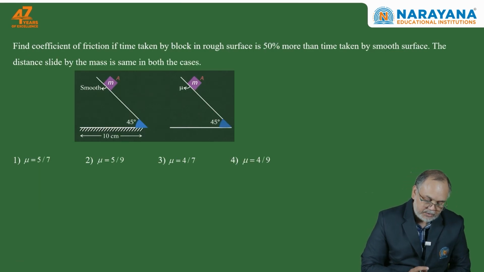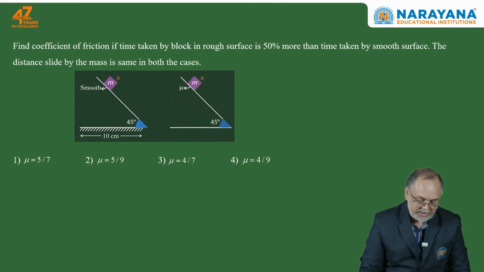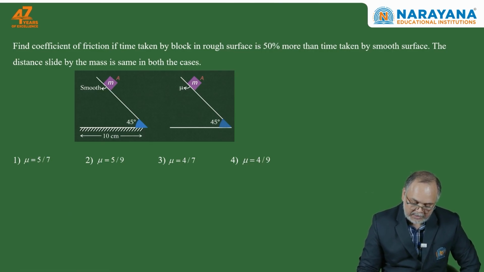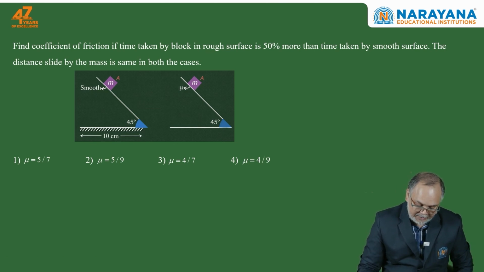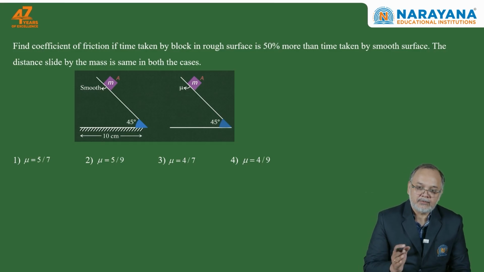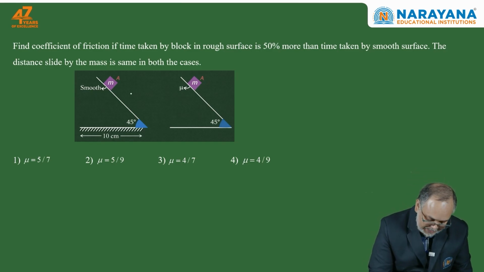Now there is a question related to the friction chapter. Given that, find the coefficient of friction if the time taken by a block on a rough surface is 50% more than the time taken on a smooth surface. The distance slid by the mass is the same in both cases. Let us say for the first case, on the smooth surface, the time taken by the block to slide distance S is T1, and here it is T2.